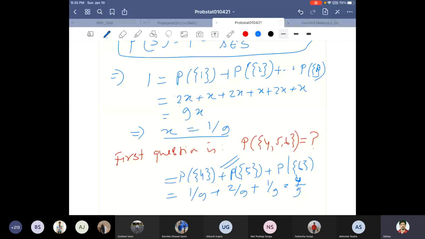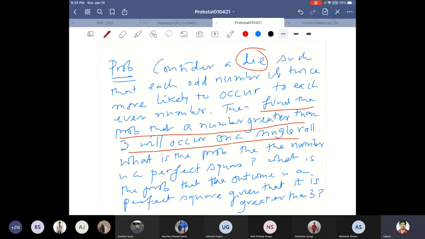The next question is, what is the probability that the number is a perfect square? Now, what is a perfect square? Perfect square means it is a square of a natural number.